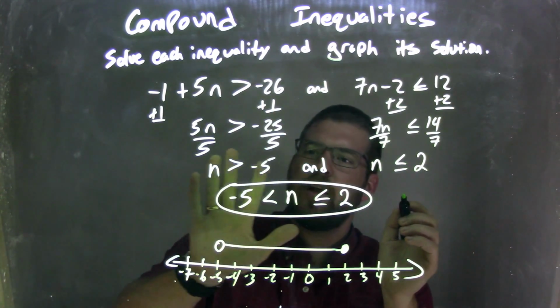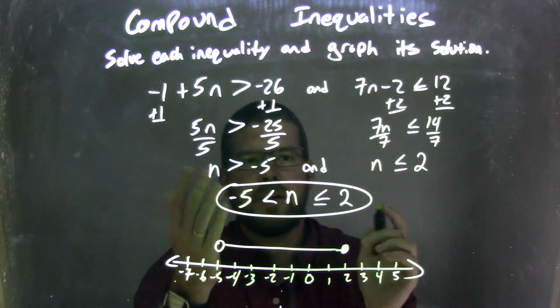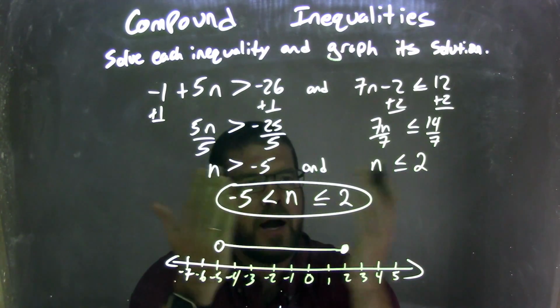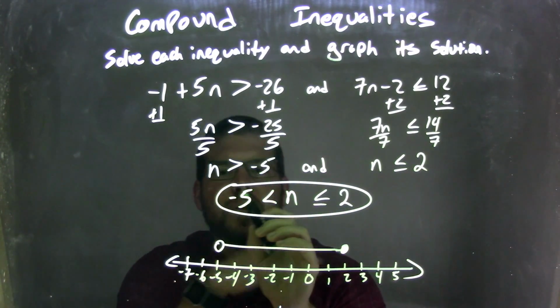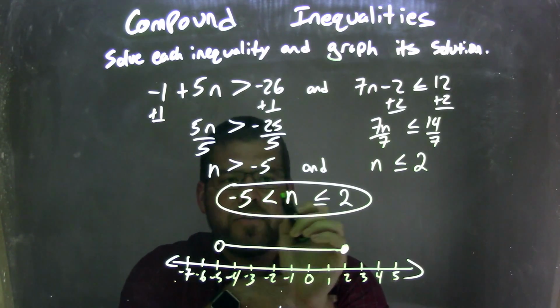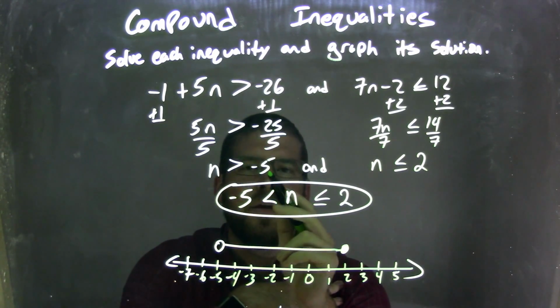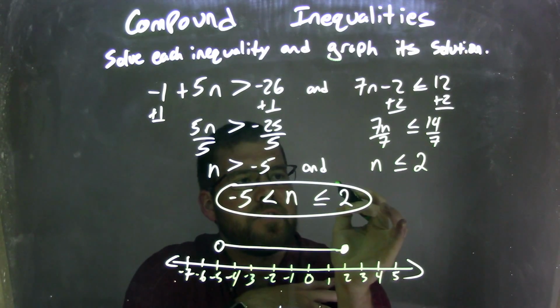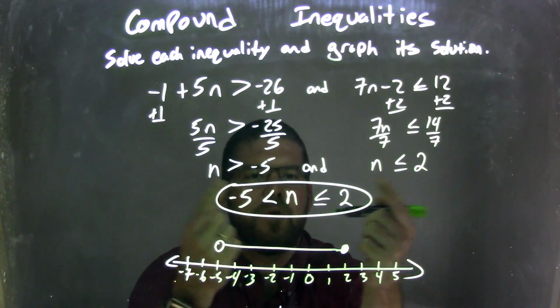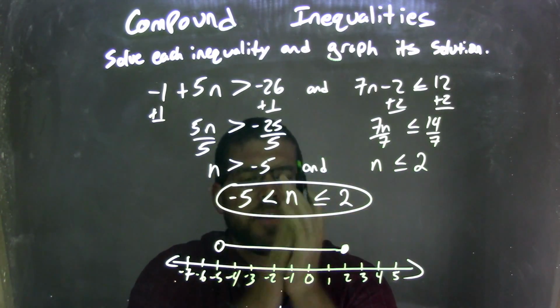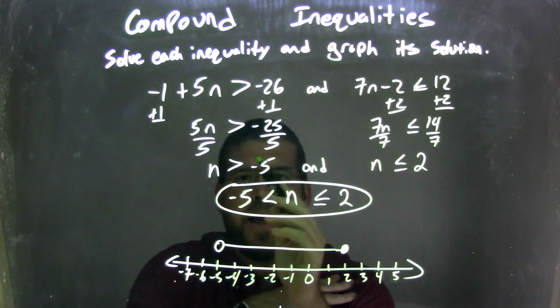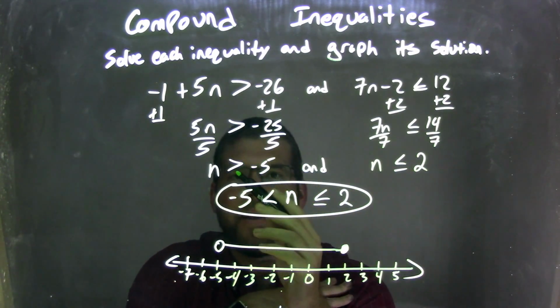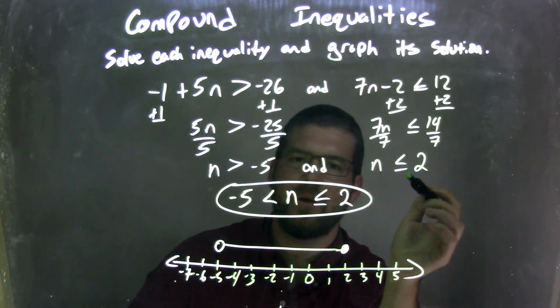I then flipped this, because there was an "and" statement. I wanted to see if I could combine these two together. In doing that, I was left with -5 is less than n, which is the same thing as n is greater than -5. Then I combined this with n is less than or equal to 2 into one big statement for all values that n can be. It has to be true for both. We said n is this and that. n is greater than -5 and n is less than or equal to 2.